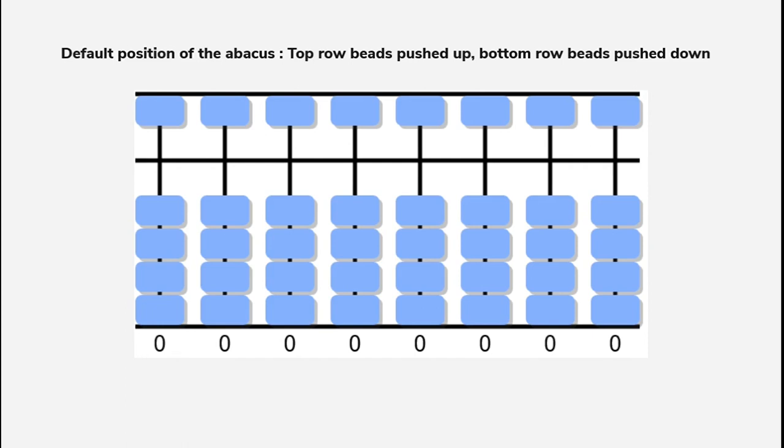This is the default position of the abacus with all the 5 beads pushed up and all the 1 beads pushed down. Note that none of the beads are in contact with the crossbar. Because of that, the value shown in the default position of the abacus is 0. We should always aim to reset our abacus to this position after we are done with a whole calculation sum. This is called clearing the abacus.